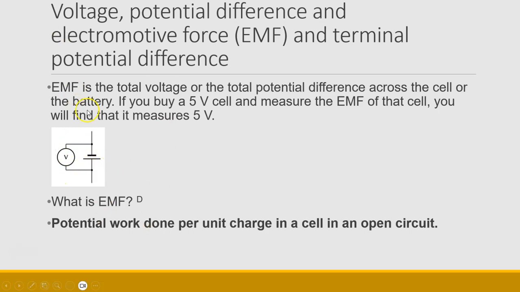Remember that when we talk about EMF, we are talking about the voltage of a cell when it is not connected to a closed circuit. So it is either a standalone unit or it is connected to an open circuit, but it is not currently doing anything. So it has the potential to do work, but it is not actually doing work at the moment because it is part of an open circuit. The EMF would be the voltage that you would measure in a battery that is not connected to a circuit.